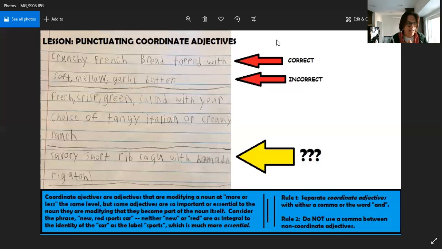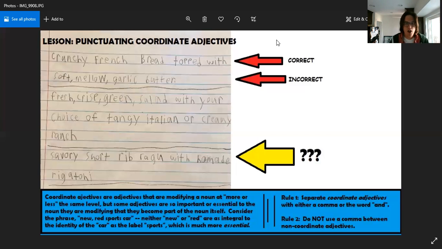We can take an interesting case perhaps of garlic mashed potatoes and maybe have a debate as to whether or not garlic and mashed are coordinate in their significance to potatoes in that case. Is garlic mashed potatoes a separate thing from mashed potatoes? Or is garlic just modifying mashed potatoes the same way that, let's say, spicy mashed potatoes would? I don't know what that would taste like. Probably not very good. But we have one correct example there, one incorrect example. Let's look at the next line.